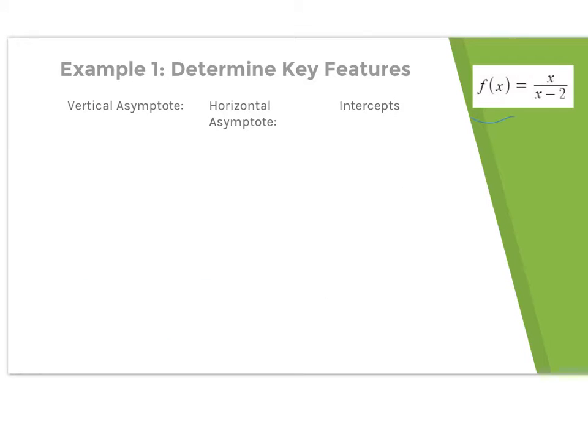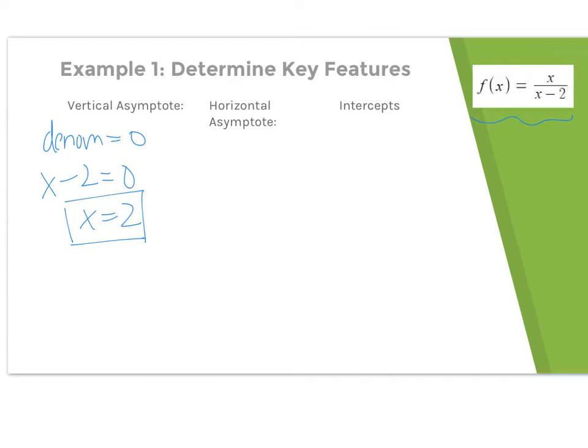This is one particular function, x over x minus 2. We know that the vertical asymptote happens when the denominator equals 0, because we cannot divide by 0. So when x minus 2 equals 0, we get x equals 2. So our vertical asymptote is x equals 2.